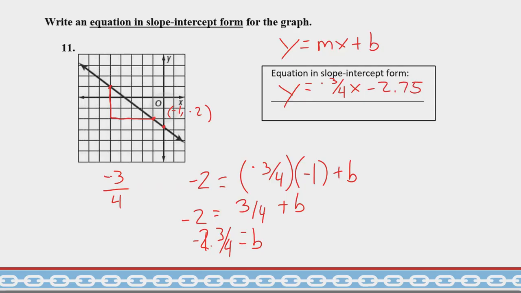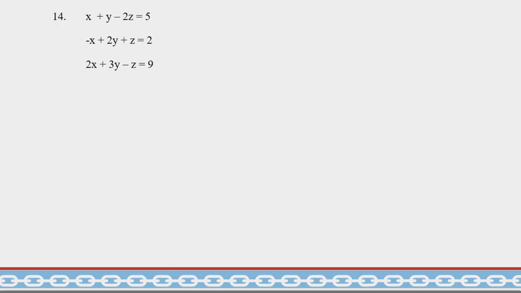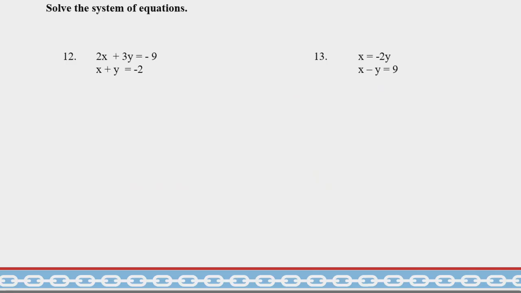And I can see that here. My negative 1, negative 2, almost negative 3, but not quite. Right? So that one's a little trickier because your y-intercept is not on the grid line. So some solving here.